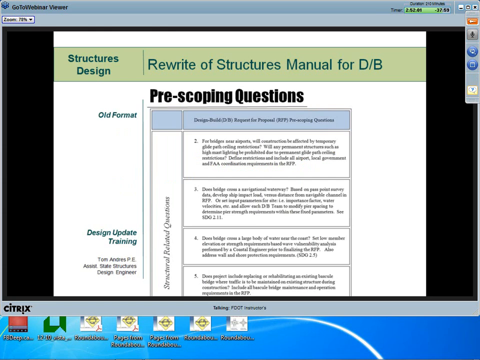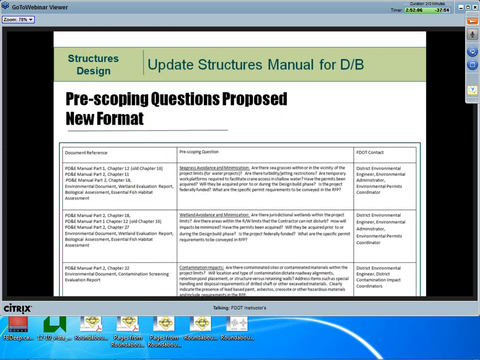Here is the format of the old pre-scoping questions. And here is the new format of the pre-scoping questions, which were posted in January 2013, last month. Note the first column refers to the governing regulation reference. The second column gives a fairly concise pre-scoping question.